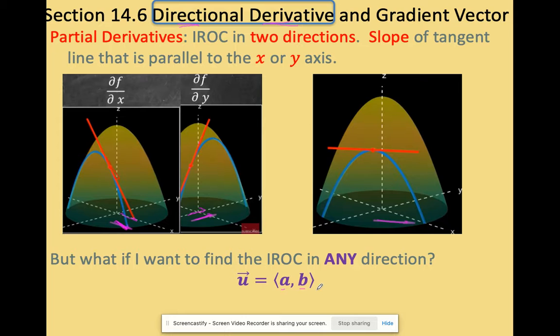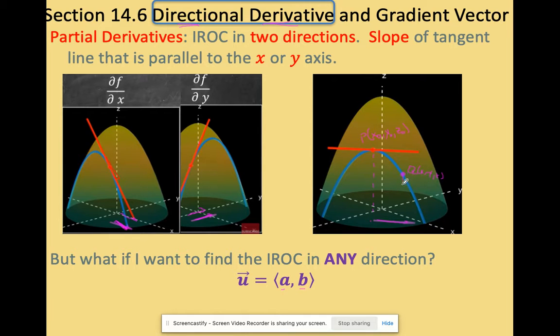Now I need you to think about where the rates of change come from. In Calc 1, how did we come up with the derivative? We took a point here, we called it Q. Here's our original point. We drew secant lines. We wrote an expression for the slope of the secant line. And then we took the limit, didn't we?